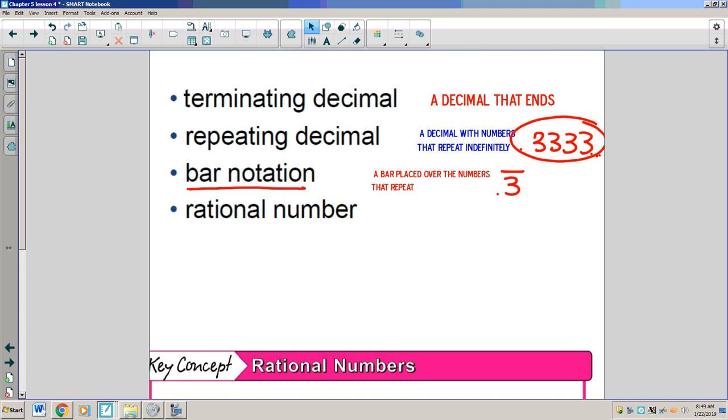You could also have two numbers that repeat. So that would be 0.575757. Or you could have 0.6 with a bar over 76. These numbers would be the repeating ones. So it starts out with 0.67 and then it keeps going 767676.